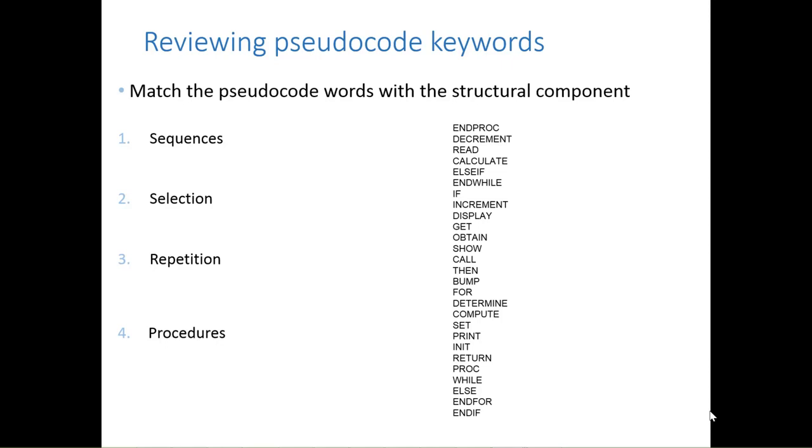For is a repetition keyword. Return is a procedure keyword. That's the case where your procedure does something and computes something for you, for example, and returns the value that it computes. Proc is a procedure keyword. While is for repetition. Else for selection. End for repetition. And end if for selection. I believe we haven't missed any. Then the remainder of the words are sequence words.